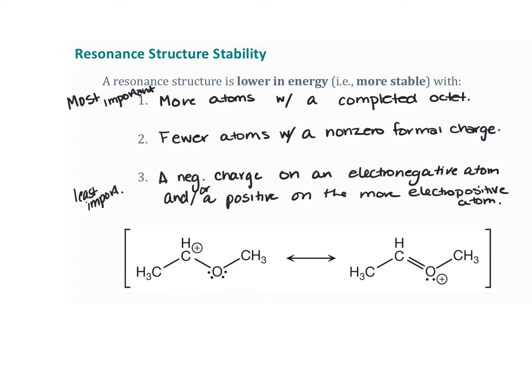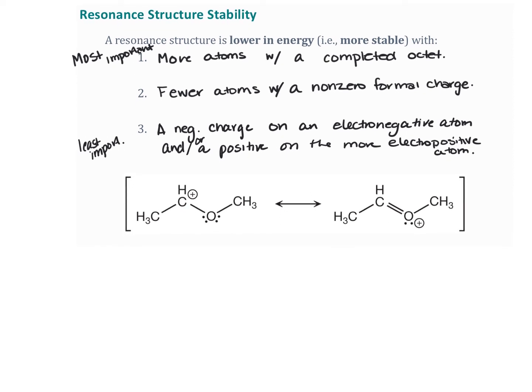I am going to start with this example. I'm going to try to figure out which of these two resonance structures makes a greater contribution to the resonance hybrid. Is it this one or this one? Which one's more stable? Which one's going to contribute more? The first question I ask myself is, which resonance structure has more atoms with a complete octet? We don't worry about hydrogens because they've all got one bond. I look at this carbon here and it's got four bonds. It has a complete octet. I look at this carbon here. It only has three bonds. It's got a positive charge. It has an incomplete octet. This oxygen here has a complete octet, and this carbon has a complete octet.